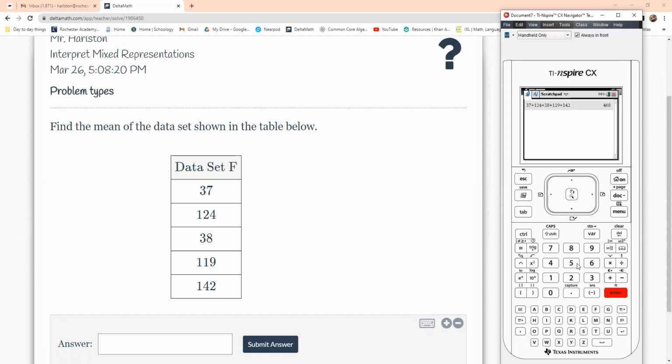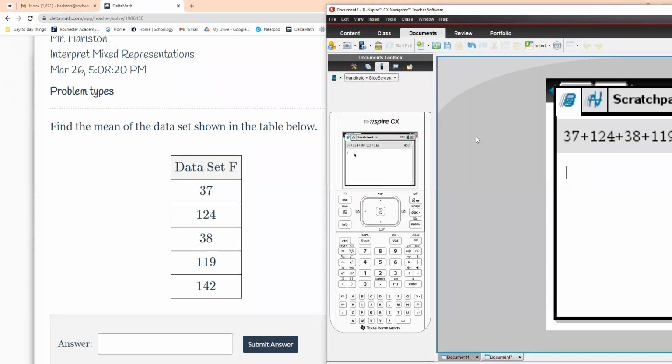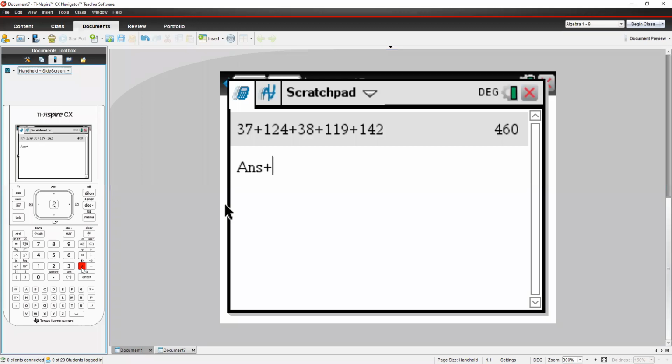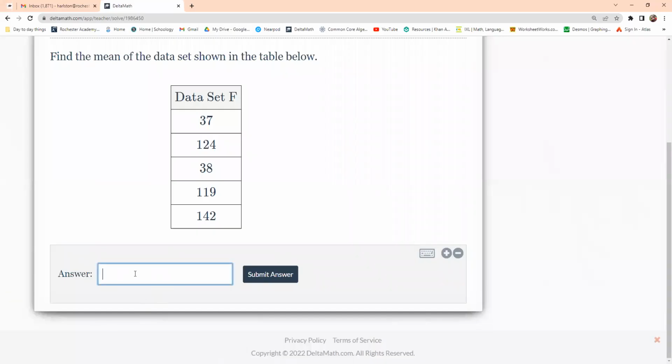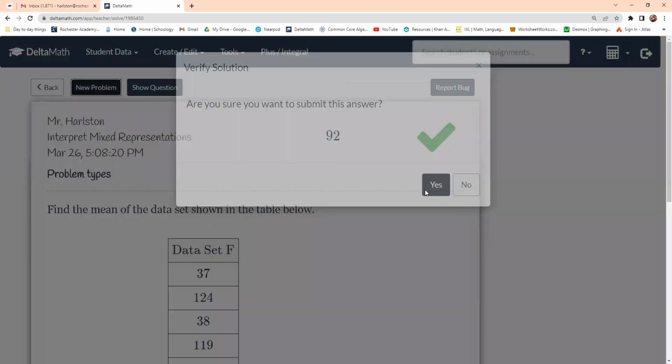And you got a total of, what is that? I can't see. Eyes are bad. That's 460, and we have 1, 2, 3, 4, 5 numbers. So we're going to divide that by 5. And it tells us that the average is 92, or the mean is 92. Mean is the same thing as average, by the way, 92. So bam, we submit that, and it says, well done.